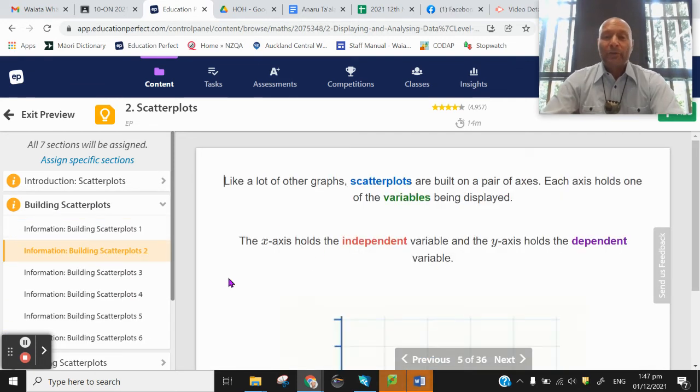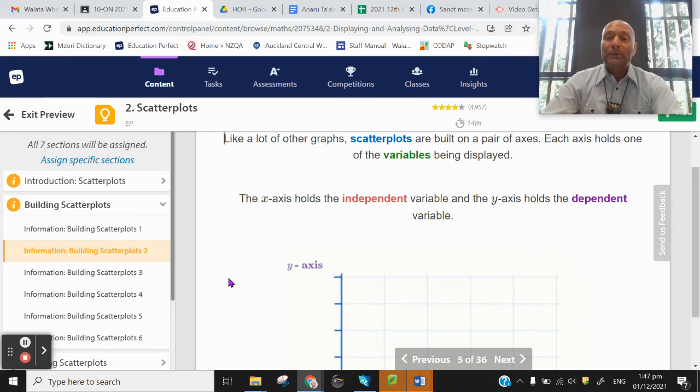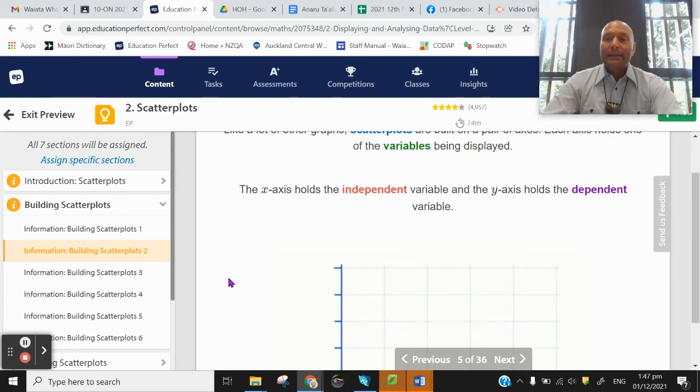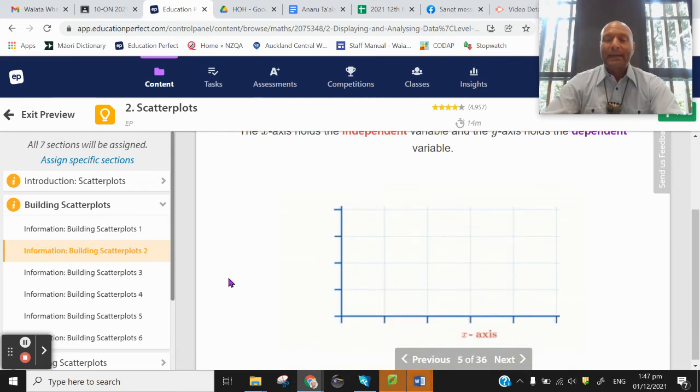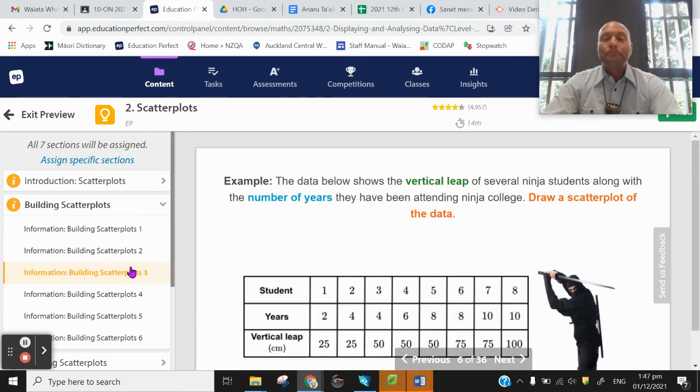Like a lot of other graphs, scatterplots are built on a pair of axes, each one of the axes holding one of the variables. As we said before, the x-axis is going to hold the independent variable, and the y-axis is going to have the dependent variable.